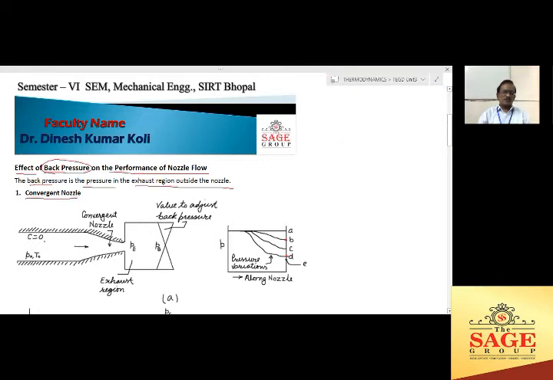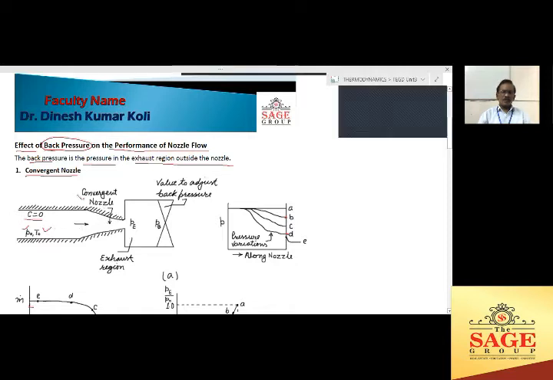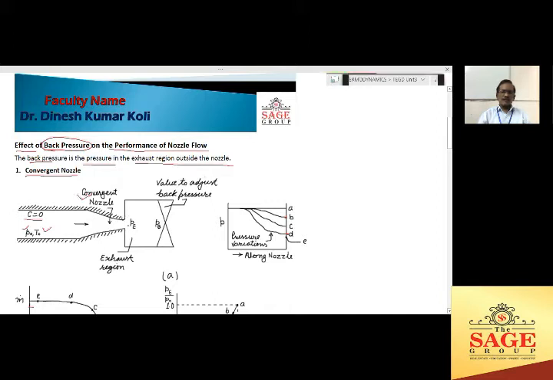So you can see here, this is the convergent nozzle where initially we are taking some fluid having zero velocity at the inlet, and P naught as well as T naught are the stagnation pressure and temperature of the fluid at the inlet condition. Then here you can see this is the portion of the convergent nozzle, and at the exit side we are showing PE, which is the exhaust region.